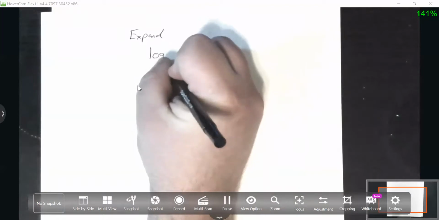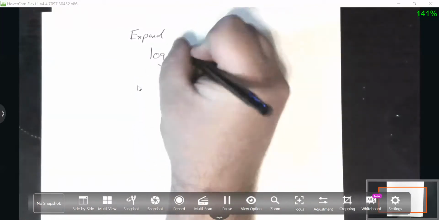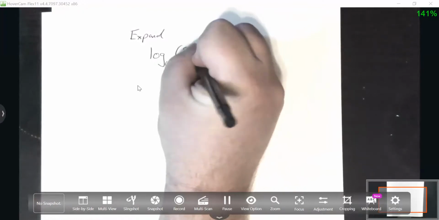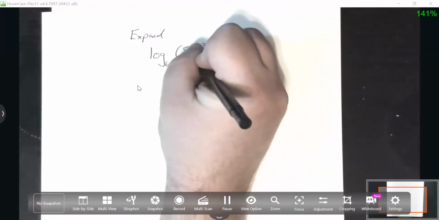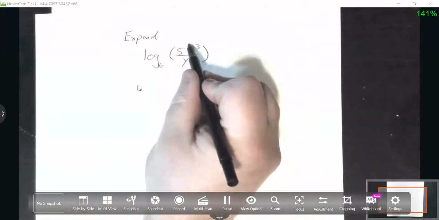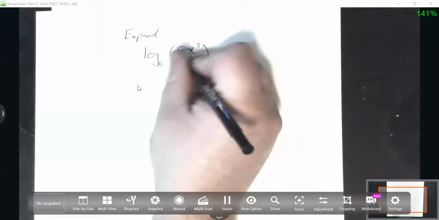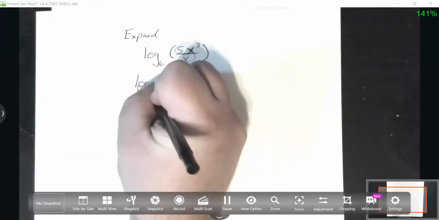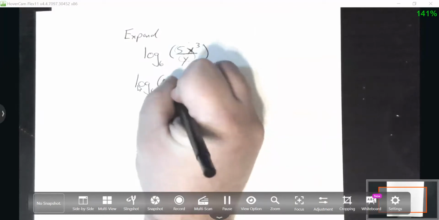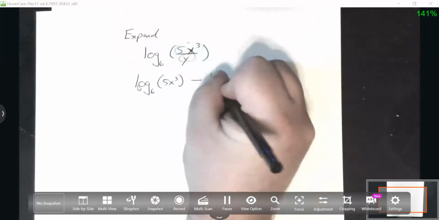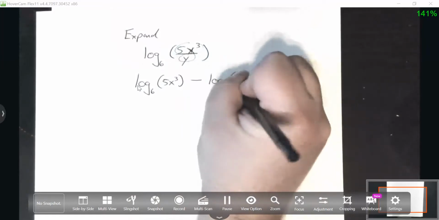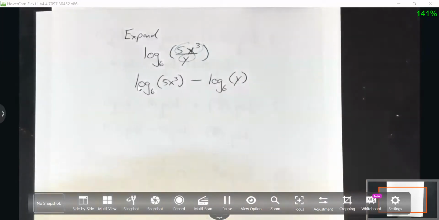So let's start out with log base 6 of 5x cubed over y. Let's choose kind of some random hodgepodge here. All right, so to expand this, we're going to apply those properties. As we look at it, we're just looking for properties that we can do. So I have something on top divided by something on bottom. So that's our second property. I can split it up as the top minus the bottom. So that'd become log base 6 of 5x cubed, which is the top, minus log base 6 of y, which is the bottom.